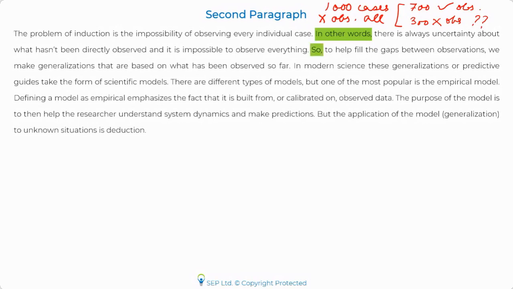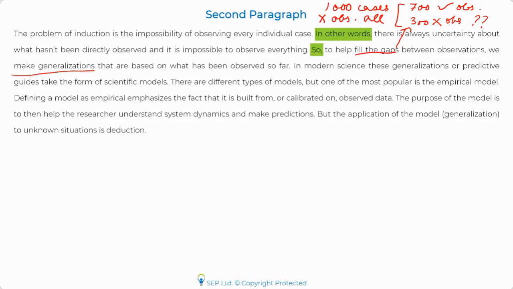So now the author is telling us, because of all this, so what? Some kind of conclusion is going to be drawn to help fill the gaps between observation. All right, so I have 700 observations, but I don't have observations on the 300. So to fill the gap of this 300, what are we going to do? We are going to make generalizations. So in induction also, I have to use generalization. That's the problem, it seems.